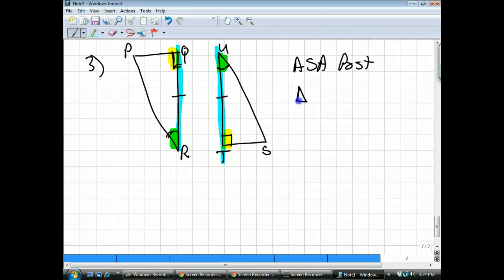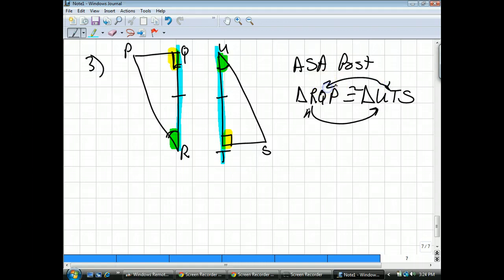So we can say triangle RQP is congruent to triangle UTS. Okay, because remember that you have to list them in corresponding order. So R corresponds to U, Q corresponds to T, and P corresponds to S.